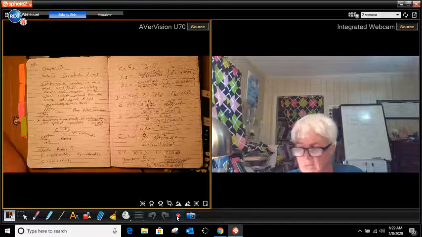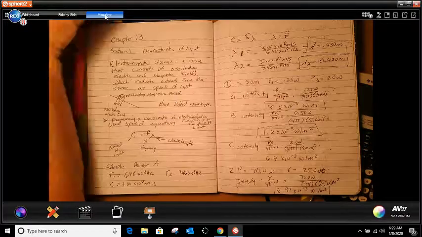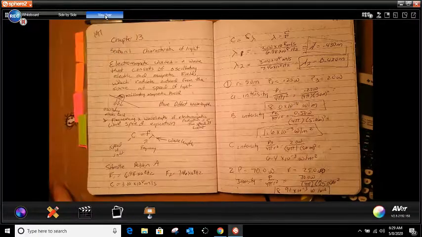So this is chapter 13, talking about light. What we're going to do is only do two sections of this today. So let's go ahead and get started.